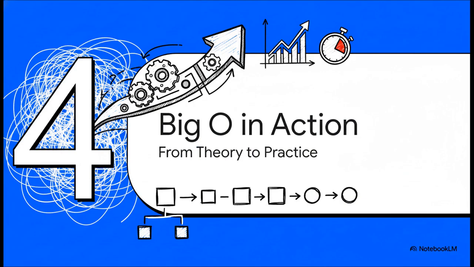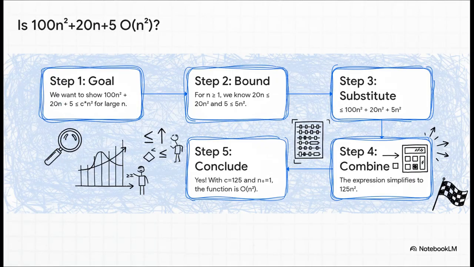All right, that's enough theory. I think it's time we get our hands dirty with a real example, just to see how this all comes together in practice. Okay, let's take this function, 100n² + 20n + 5.